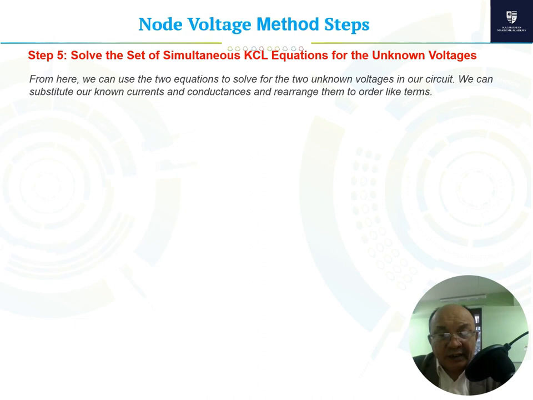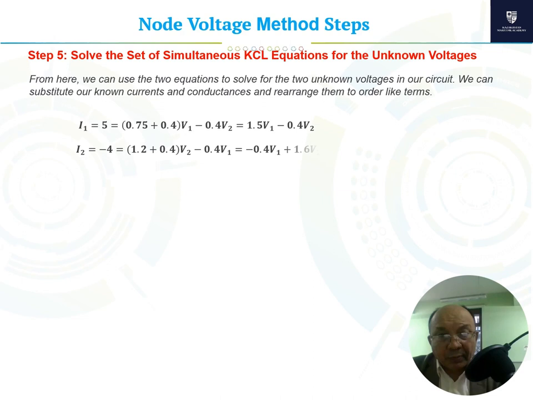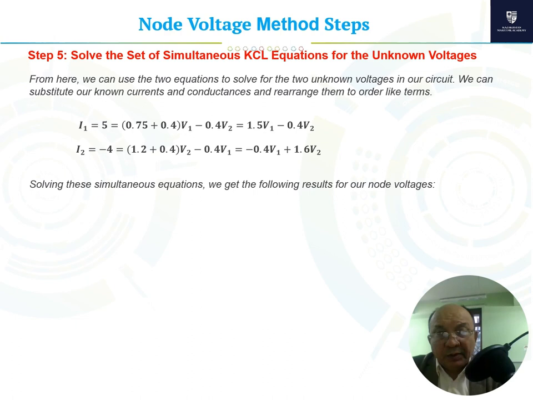So I1 is 5, equals (0.75 plus 4) times V1 minus 0.4 times V2, or 1.5 V1 minus 0.4 V2. And the same for the second equation. Solving these simultaneous equations, as for the mesh method, by substituting numbers, we find our result. V1 will be 3.8 volts, and V2 will be 1.5 volts. This is the end of our lecture.